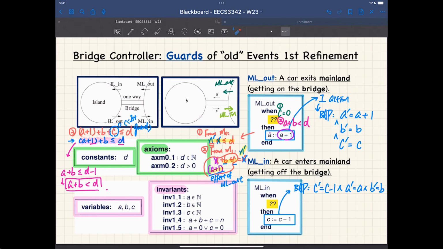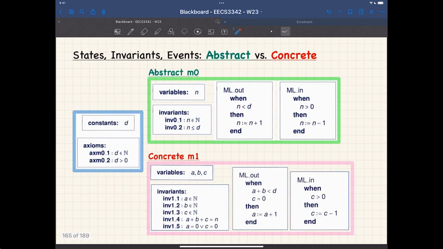Now, how do we go for the first way? The relevant invariant we should consider, again, goes back to the comparison between the initial and first refinement. We now want to figure out the guard for ML out, which modifies A. So this is one invariant that's really important. You want to make sure A plus B plus C remains N, and then N itself in the abstract model is constrained to be no more than D. These are the two constraints we want to make sure are satisfied, and the event should only be enabled when we can be sure these two invariants can be maintained.